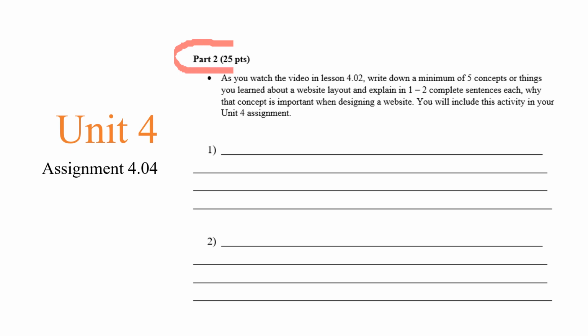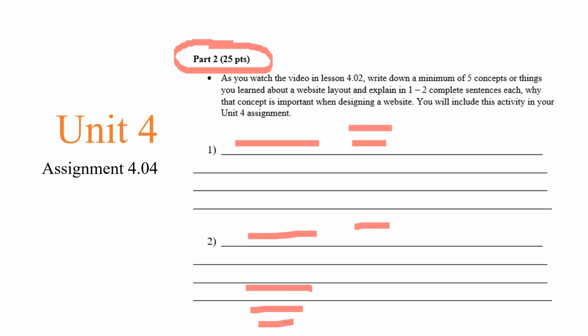Part 2, you'll notice from the questions from lesson 4.02, says as you watch the video in lesson 4.02, write down the minimum of 5 concepts or things you learned about website layout and design. Complete 1 or 2 sentences for each. Okay, so you'll have 5 concepts and 1 to 2 sentences for each of those, explaining why it's important. Okay, and that was done in lesson 4.2. So if you've already done that activity, you can copy and paste right into this.